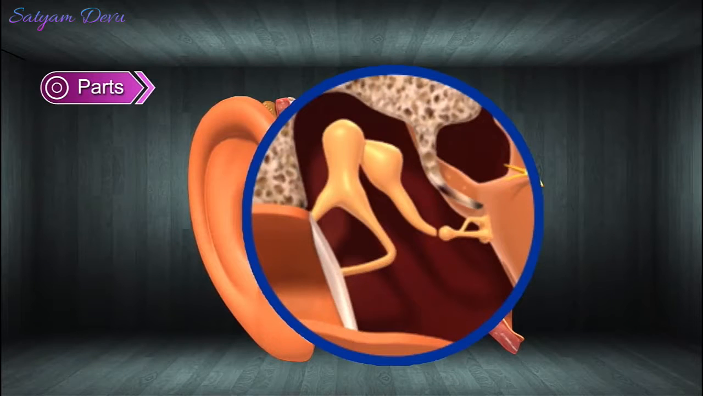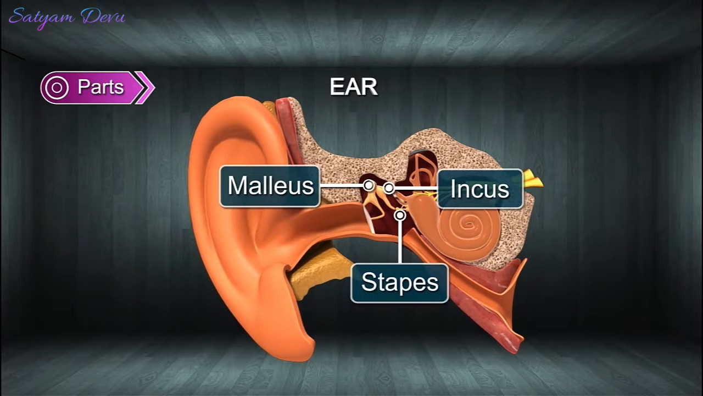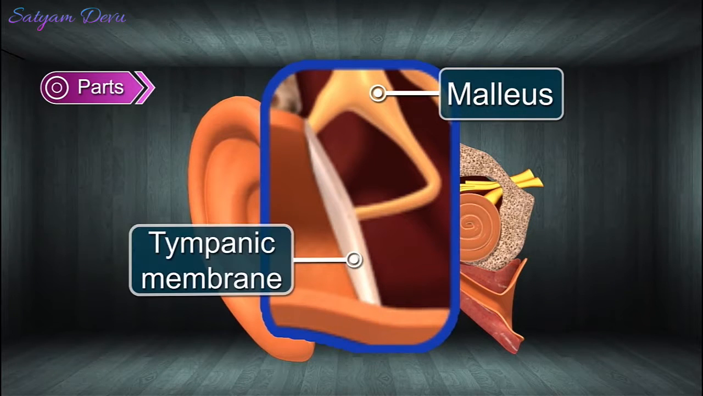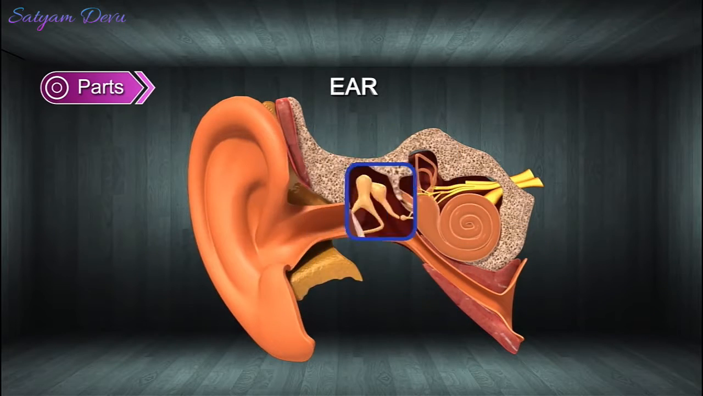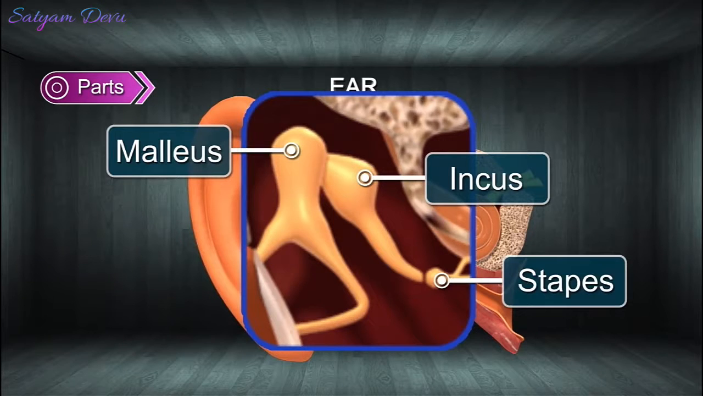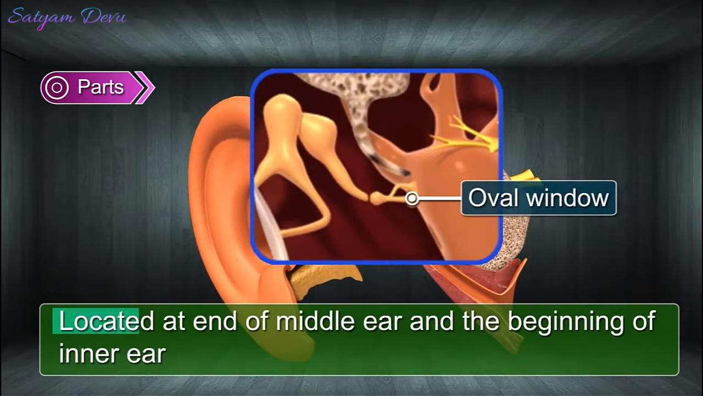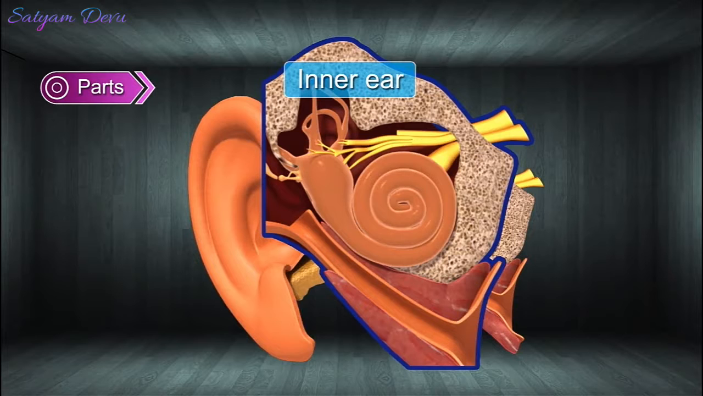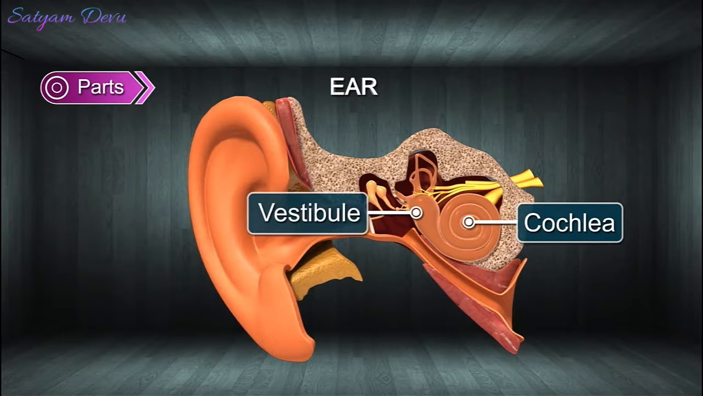It includes three bones, namely malleus, incus, and stapes. Of these, malleus is attached to the tympanic membrane, stapes is attached to the membranous oval window, and incus joins malleus and stapes. An oval window is a connective tissue located at the end of middle ear and the beginning of inner ear. The inner ear is also called labyrinth. It includes cochlea and vestibule.